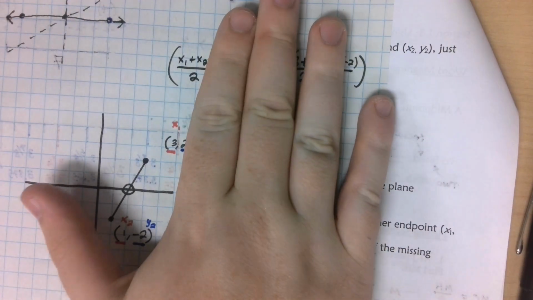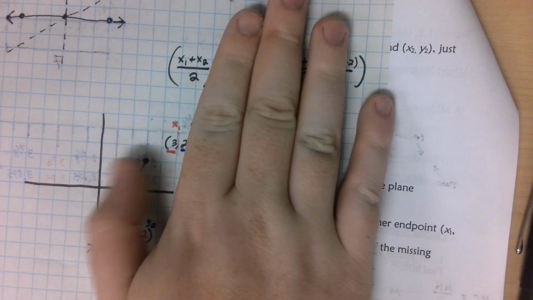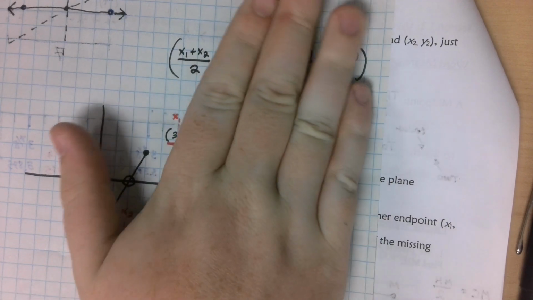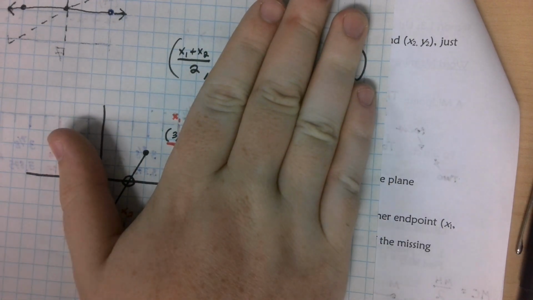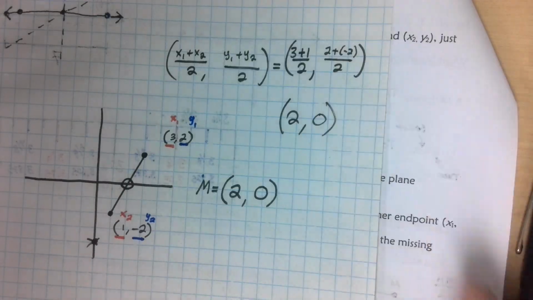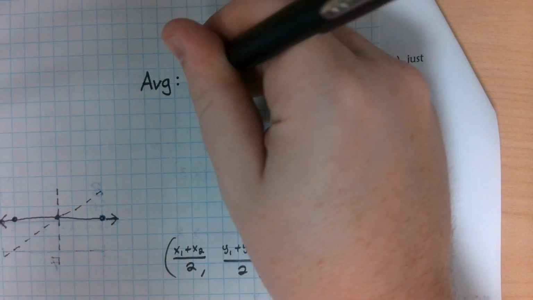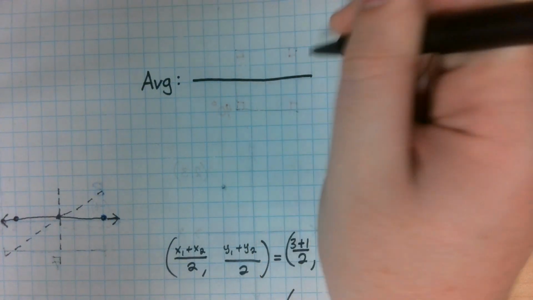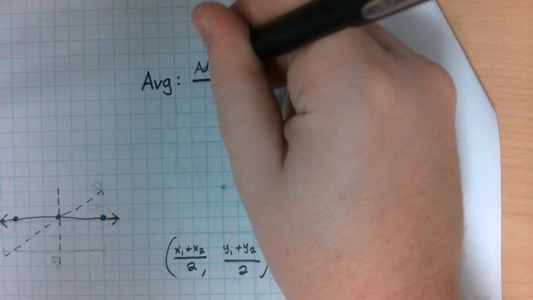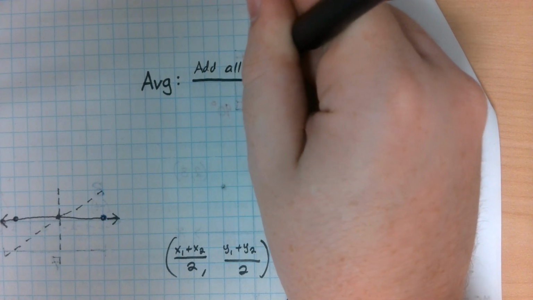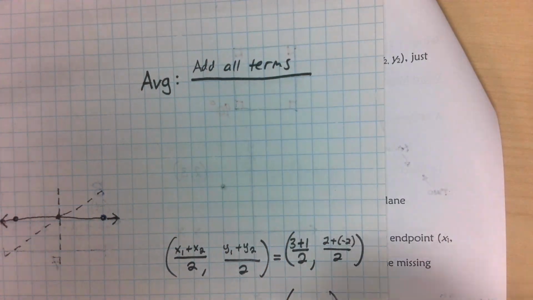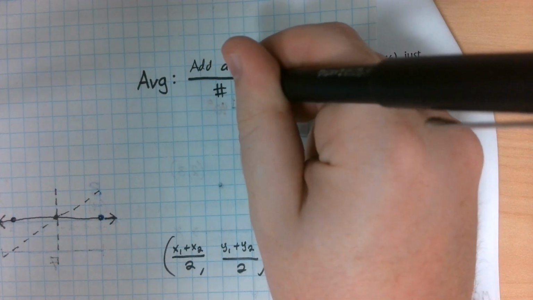This formula right here that we use for finding one of the variables, one of the coordinates I should say, is finding the average. The average of anything is found by adding together all terms and divide by however many terms there are.